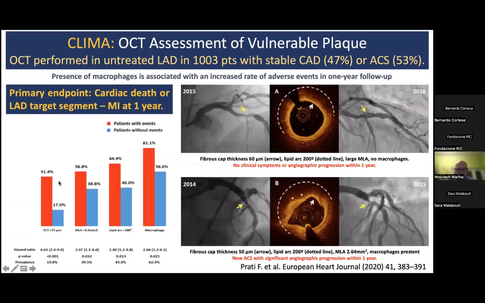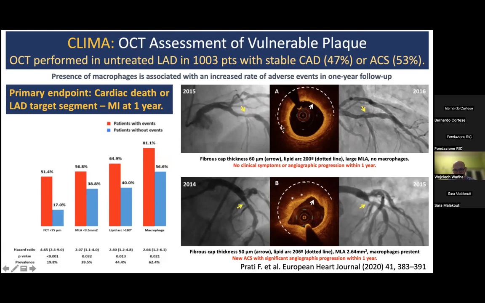And here you see the results from the CLIMA study, which has been prepared by Francesco Prati, published in 2020. The results from those studies show that the presence of macrophages is associated with an increased rate of adverse events during the 1 year of the follow-up. And in that manuscript, 2 interesting cases with coronary artery disease have been presented.